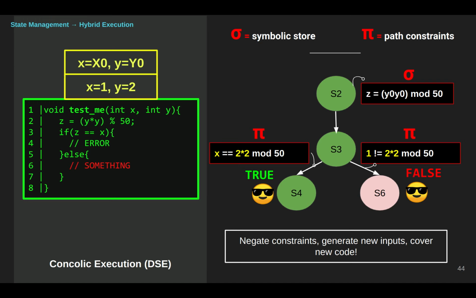So with concolic execution, you collect the constraints along the path S2, S3, S6. You reach the S6, you're not interested. Okay, let's flip the constraint at line S3, and this allows you to find a new input that satisfies the other edge, and then you go through the other edge. So you negate constraints, generate new inputs, cover new code.